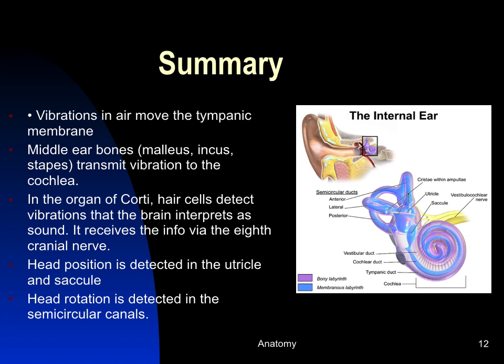So in summary, vibrations in air move the tympanic membrane. Middle ear bones transmit vibrations to the cochlea. And in the cochlea, the organ of Corti, hair cells detect the vibrations that the brain will then interpret as sound. It receives that information via the 8th cranial nerve. Head position, static equilibrium, is detected in the utricle and saccule, and head rotation is detected in the semicircular canals.